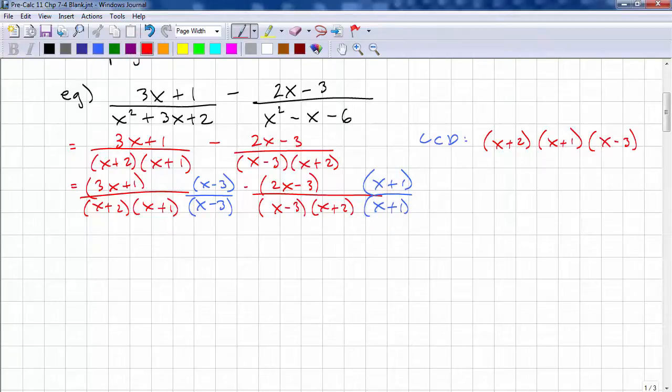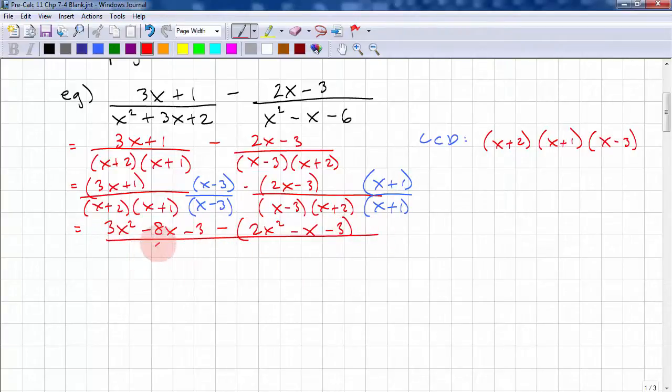Now we combine them together. However, we leave the denominator in factored form. And we want to expand the numerator, 3x squared minus 9x plus x, so that's minus 8x, and minus 3. And put this one in brackets. We have 2x squared. We have minus 3 times x, plus 2, so that's minus x. And minus 3 times 2 is minus 6. And we have x plus 2, x plus 1, and x minus 3.